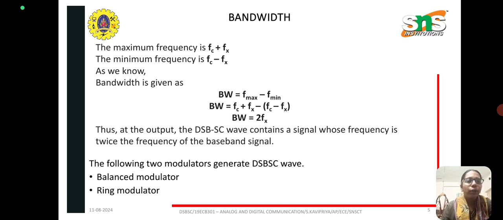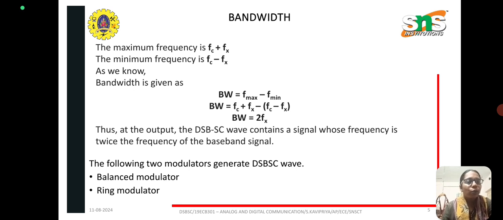At the output, the double sideband wave has a bandwidth of twice the frequency of the baseband signal, where fx is the frequency of the baseband signal. So the bandwidth is twice the frequency of the baseband or modulating signal.